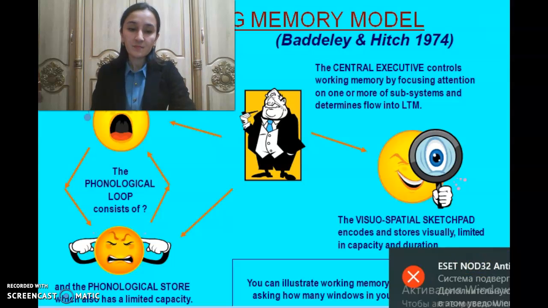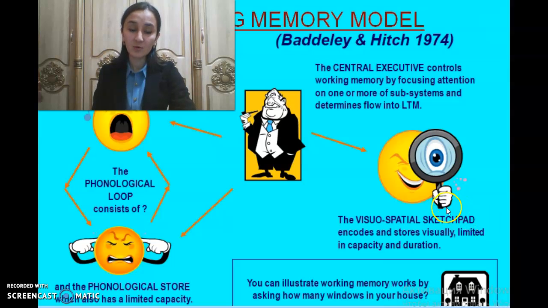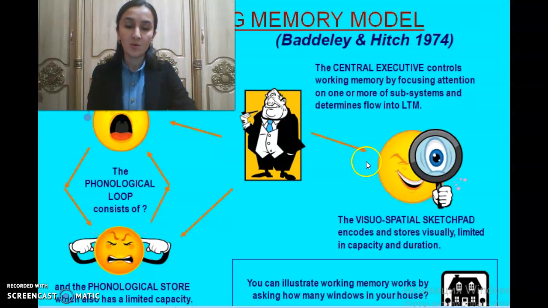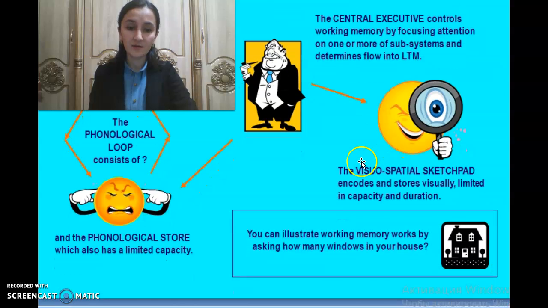We can also illustrate working memory. It is the question, I'm so sorry, but it's our third question for today. You can illustrate how working memory works by asking how many windows are in your house. You can do these practices using many kinds of questions, yeah? For example, I know people who don't even know where things are situated. Okay, let's continue with the next page.